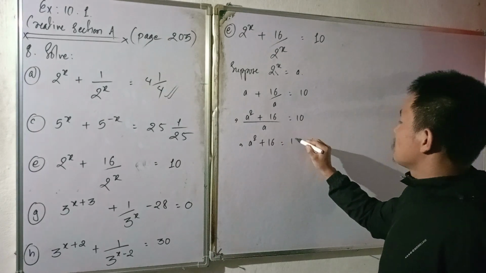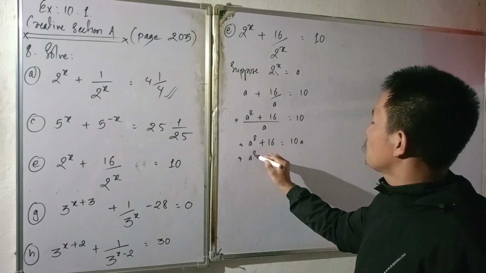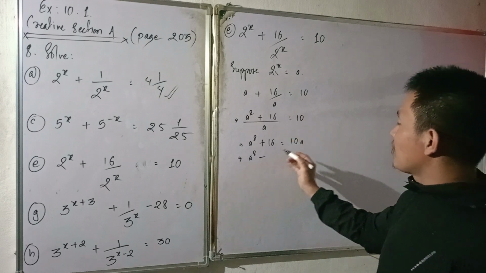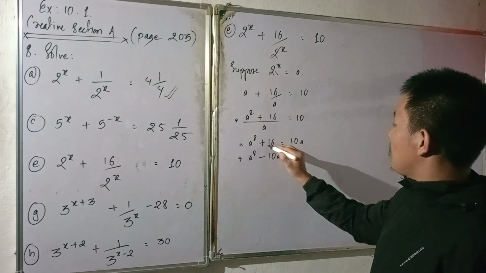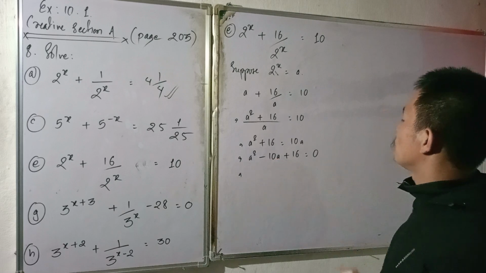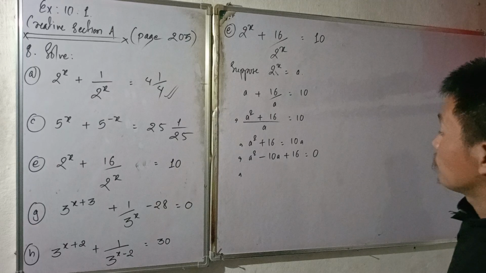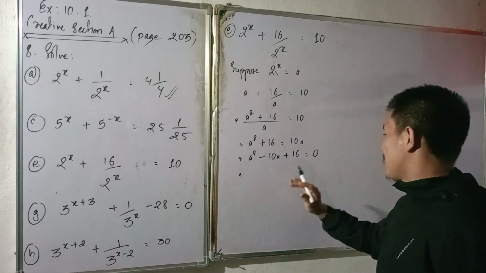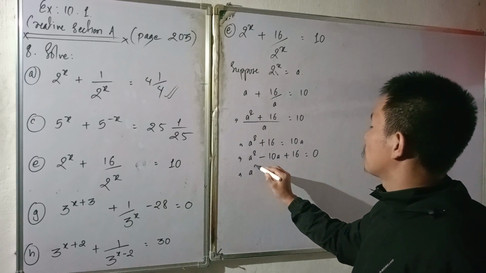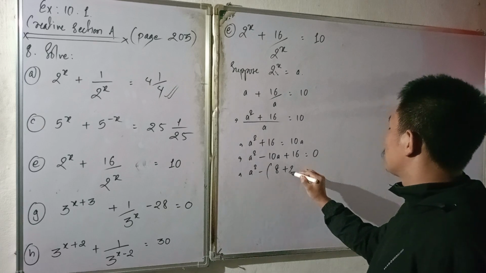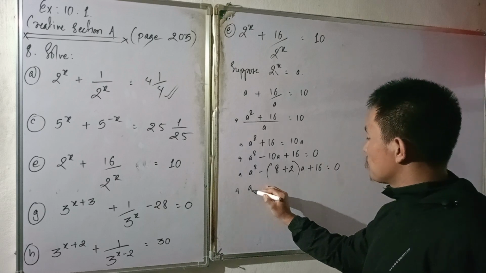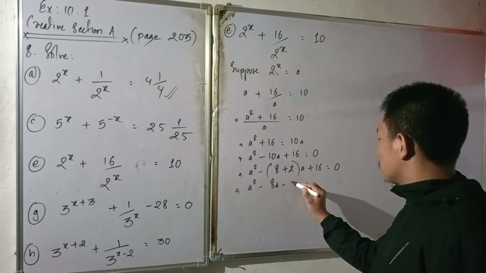Now just cross multiply, this will be 10a. a squared plus 16, now moving this positive 10a to the left hand side, it becomes negative 10a, and just write positive 16 as it is. Now you just factorize this. You must know how to factorize this. For the 16, you have to see 8 times 2 is 16, 8 plus 2 is 10. Now you just open the bracket.